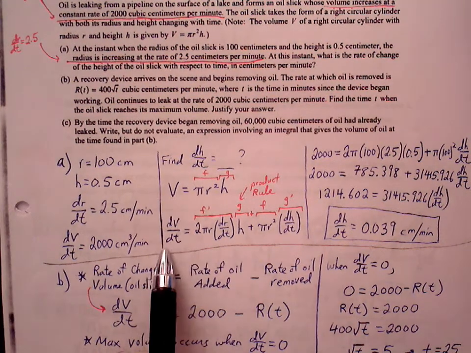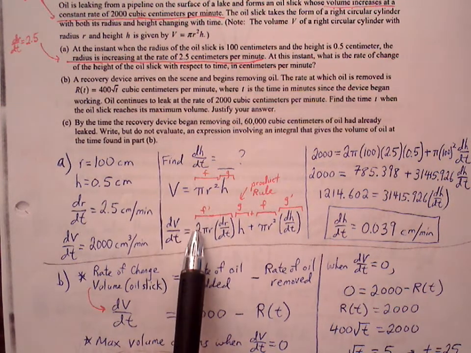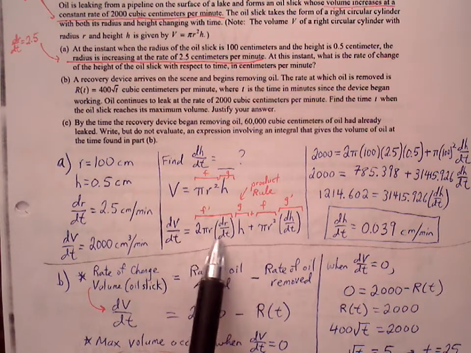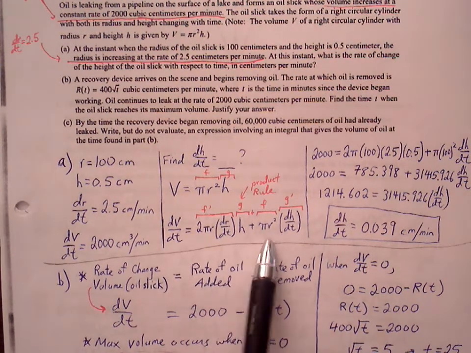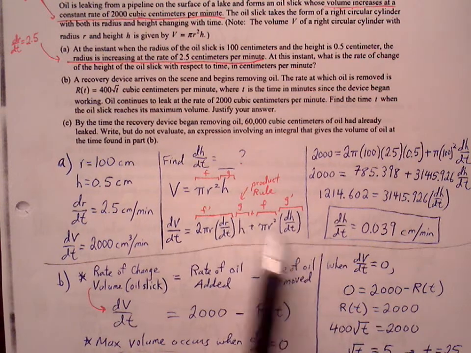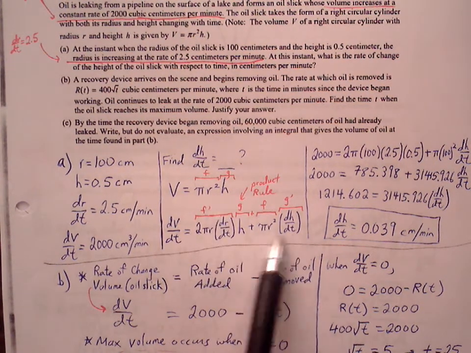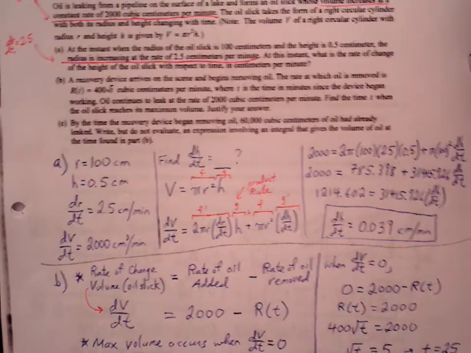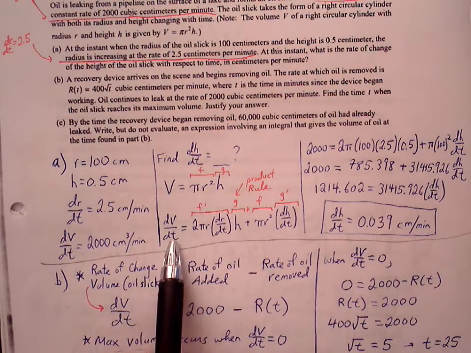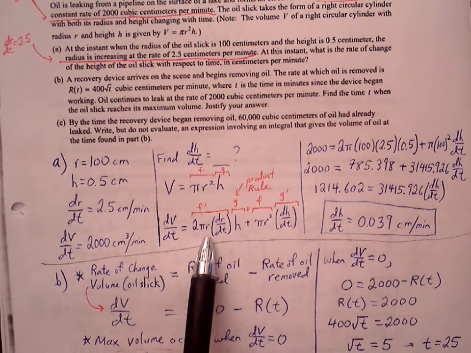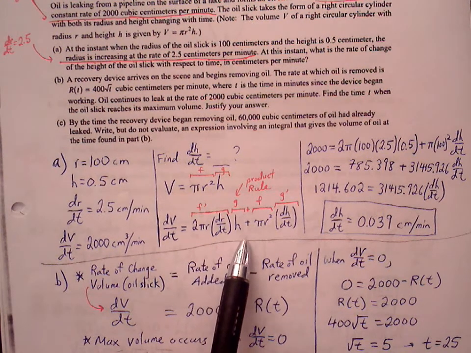So V becomes dV/dt. Pi r squared, we go through f prime, so pi stays, we do 2r dr/dt, so 2 pi r dr/dt. h is the original g function, pi r squared is the original f function, and then g prime is h's derivative, which is 1 dh/dt. So now we have everything that we need. We can just put everything into our equation. So dV/dt gets replaced with 2,000, r gets replaced with 100, dr/dt is 2.5, h is 0.5.